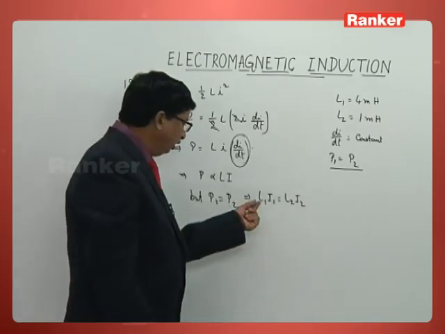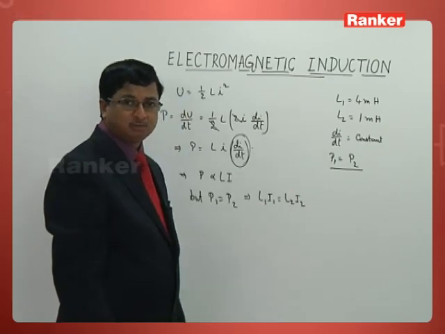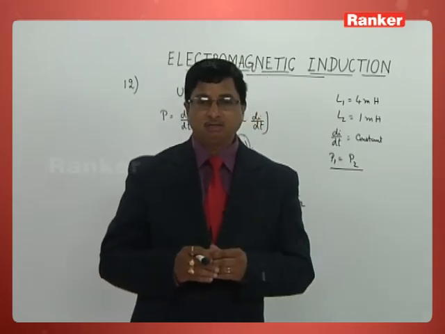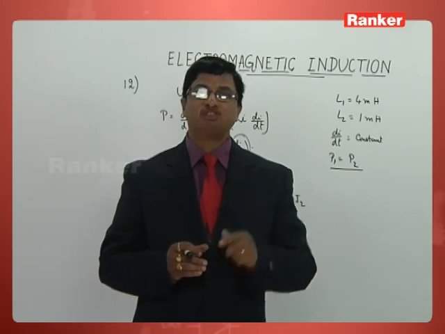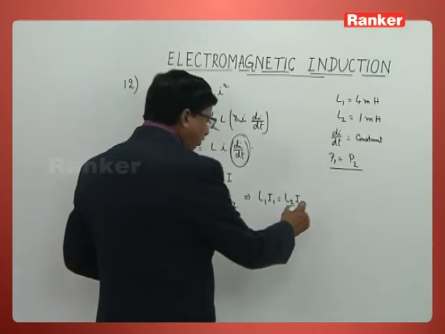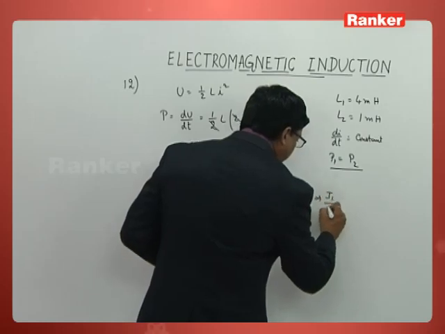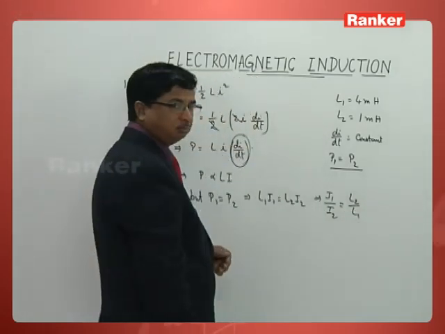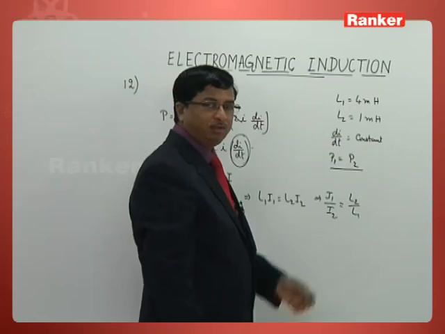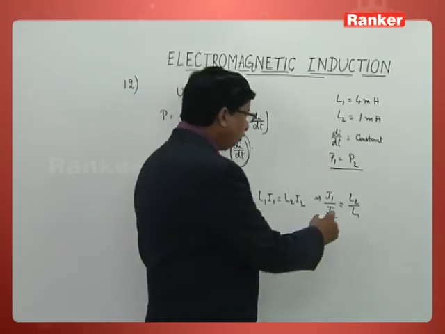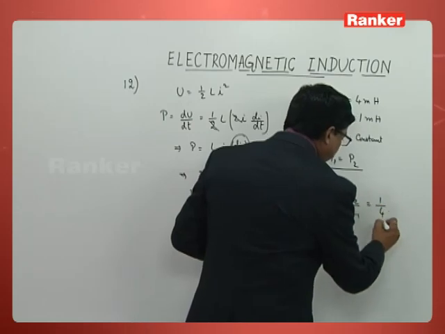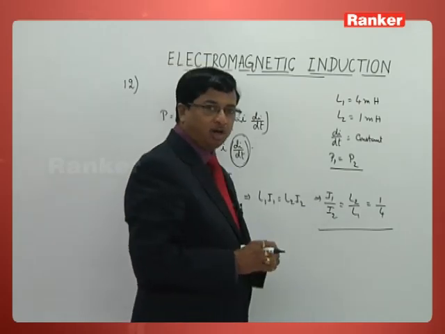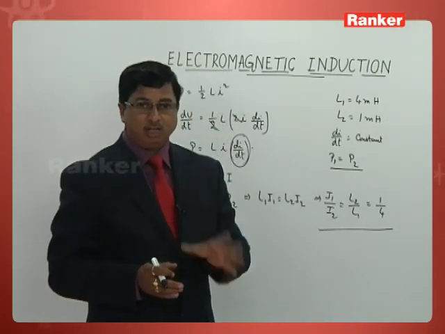So what can we write now? L1 I1 is equal to L2 I2. Now see which ratio he wants. Is it I1 by I2 or I2 by I1? He is asking you I1 by I2, how much? So straight away we can write from this that I1 by I2 now becomes L2 by L1. Already I have mentioned the values given in the problem: L2 is given 1 and L1 is given 4. So what must be the correct ratio there? 1 over 4 must be I1 by I2, or I1 is to I2 is 1 is to 4.